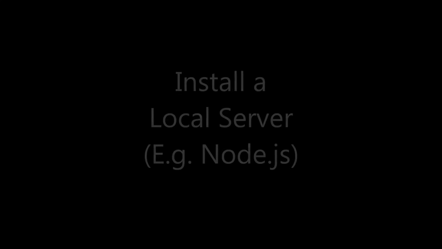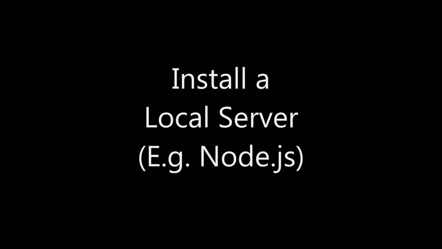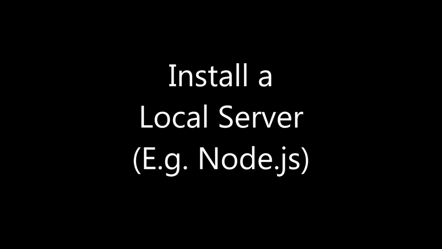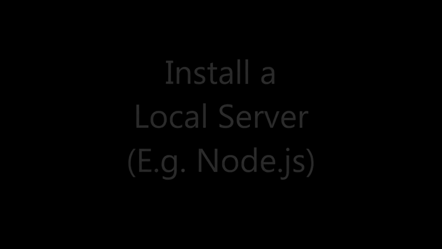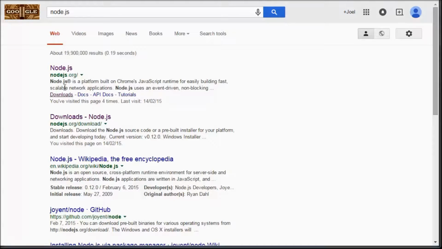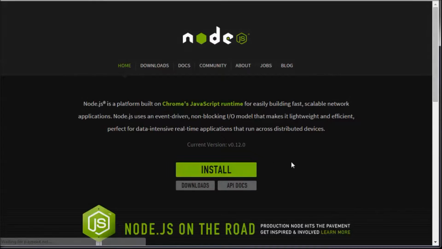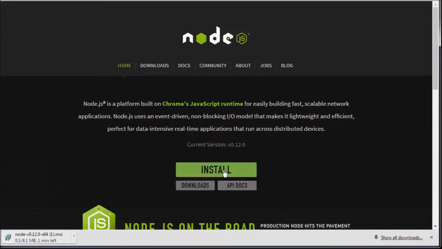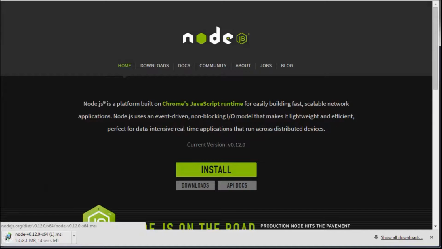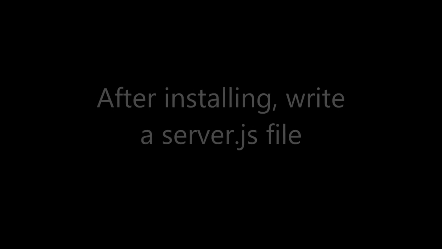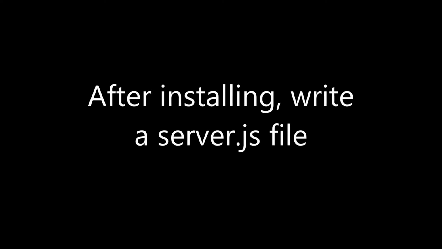Let's install a local server, for example Node.js. We can also use XAMPP. Type into Google Node.js. Let's browse to nodejs.org. To download, click on Install. After the installer file has downloaded, double click on it. After you have installed correctly, we need to write a server.js file.